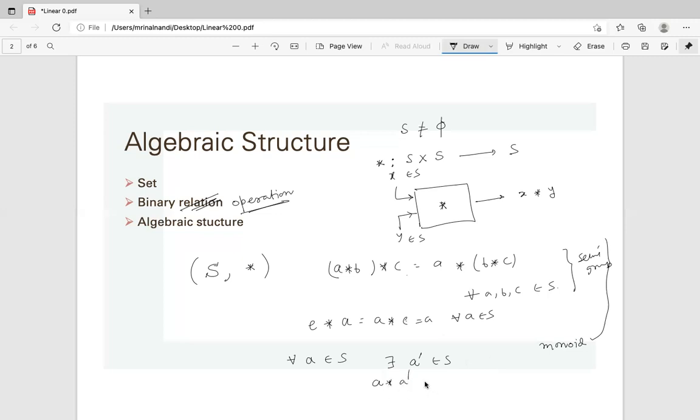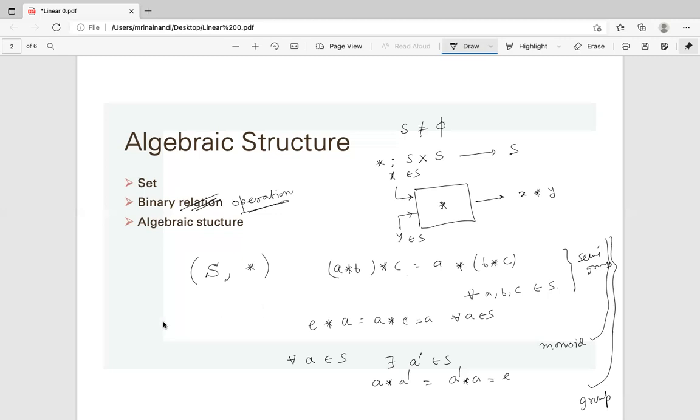If only this happens, it is called a right inverse, and if this happens, it is called a left inverse. If both happen, it is called an inverse. And the whole thing is called a group if all properties hold. Some structure may be a monoid but not a group, say real numbers with multiplication. This is a monoid but not a group, because 0 has no inverse.